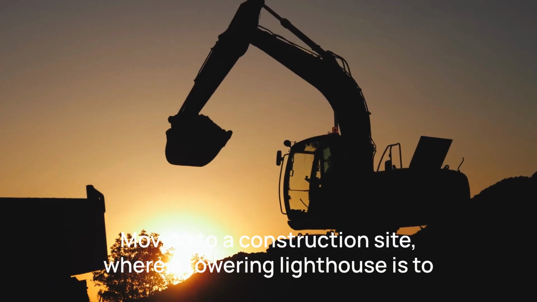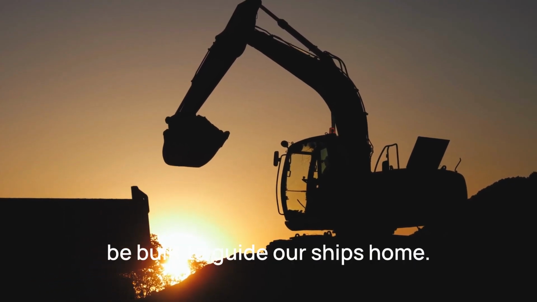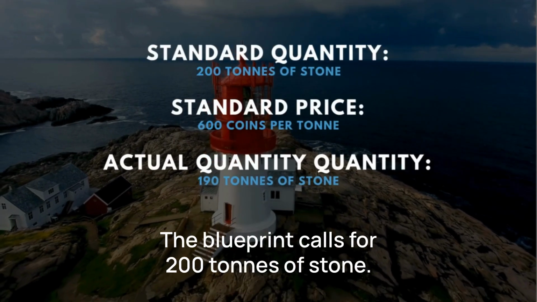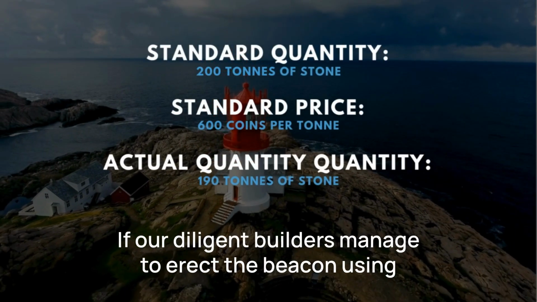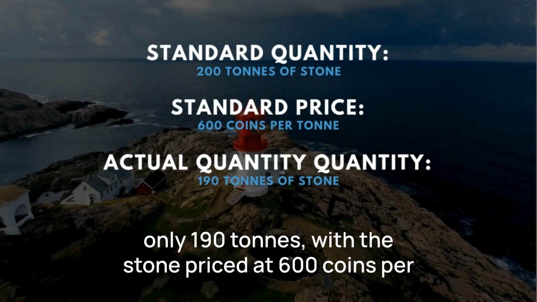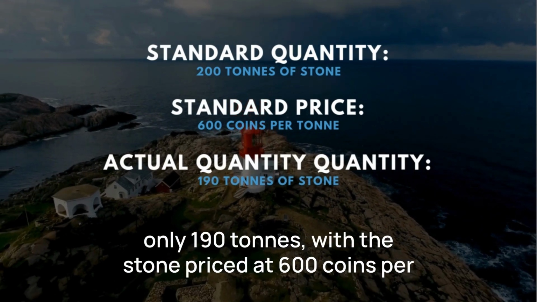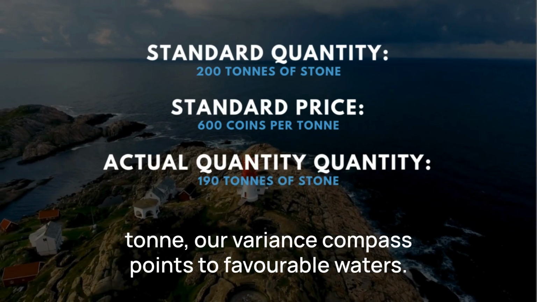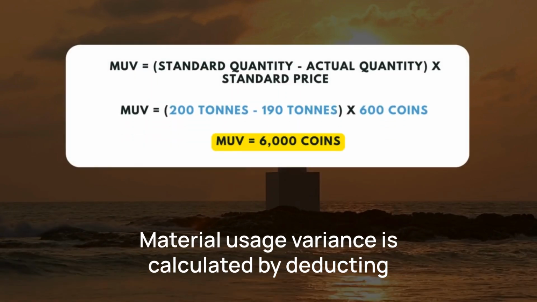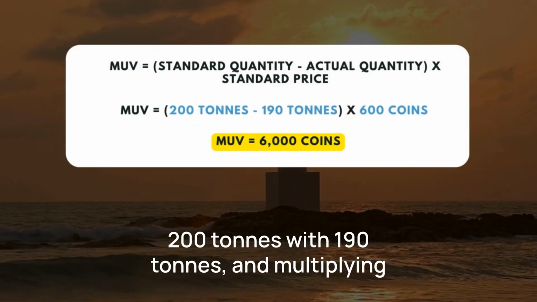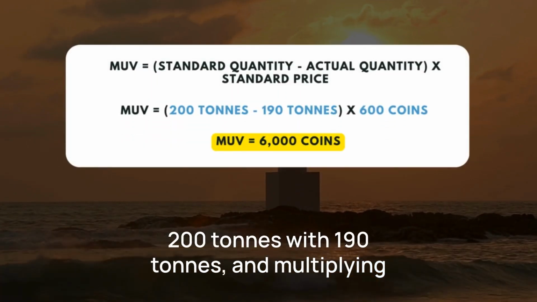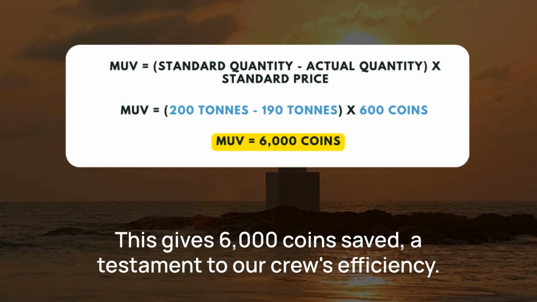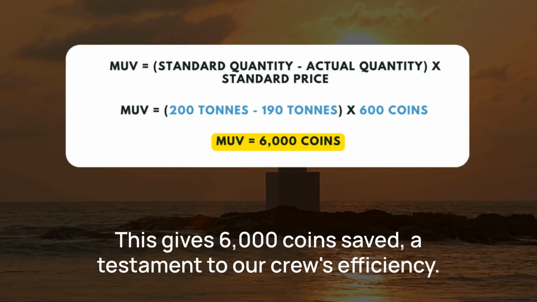Moving to a construction site, where a towering lighthouse is to be built to guide our ships home. The blueprint calls for 200 tons of stone. If our diligent builders manage to erect the beacon using only 190 tons, with the stone priced at 600 coins per ton, our variance compass points to favorable waters. Material usage variance is calculated by deducting 190 tons from 200 tons and multiplying the product by 600 coins. This gives 6,000 coins saved, a testament to our crew's efficiency.